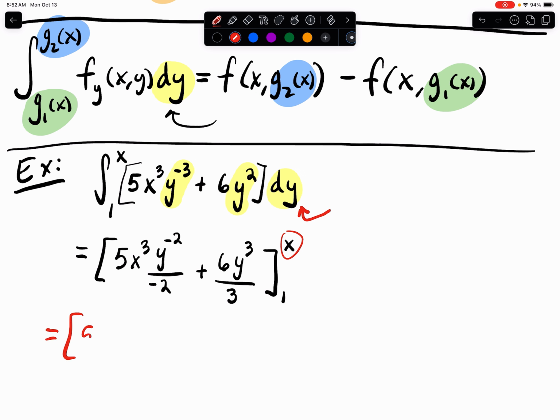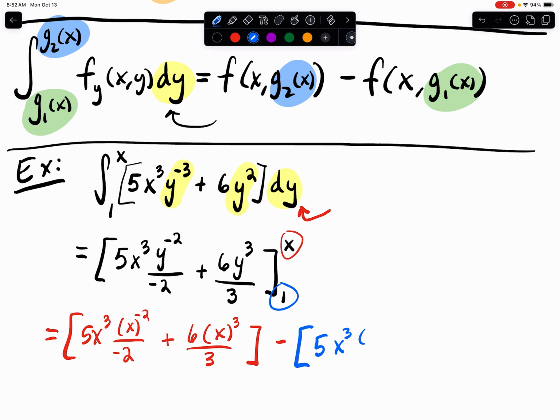So that's 5x cubed, and then I have x to the negative 2 over negative 2 plus 6 and then x cubed over 3 minus, okay, now I'm going to plug in 1 everywhere I see a y, so I have 5x cubed, 1 to the negative 2 over negative 2 plus 6 times 1 cubed over 3.